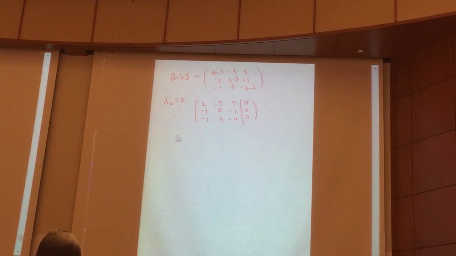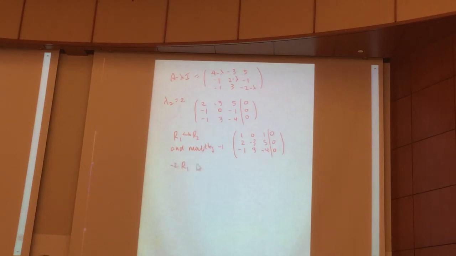What am I going to do? I guess I'll interchange rows 1 and 2. And I'm going to multiply row 1 by minus 1, and multiply by minus 1. Okay, so we get 1, 0, 1, 0. 2, minus 3, 5, 0. Minus 1, 3, minus 4, 0.